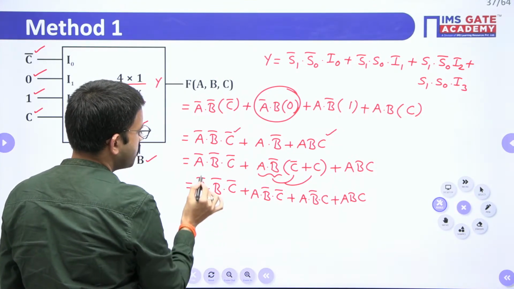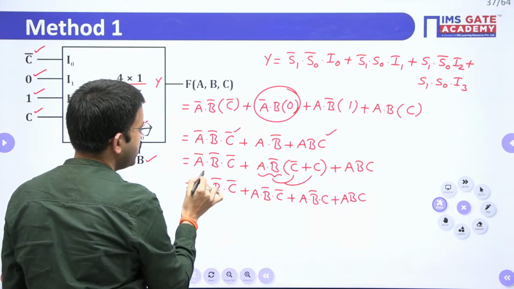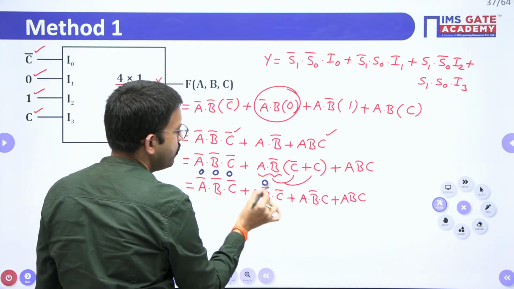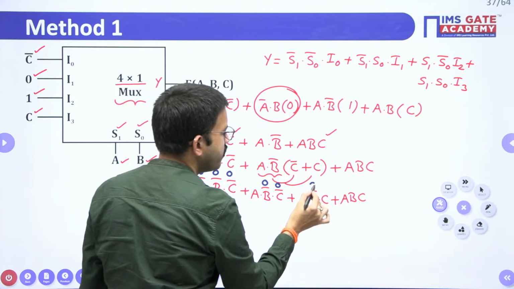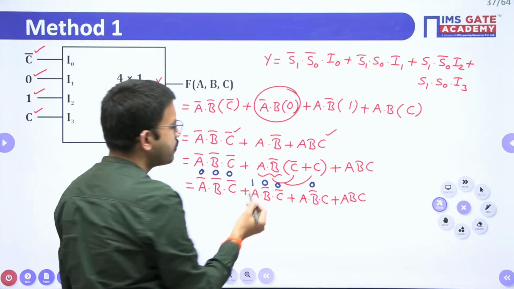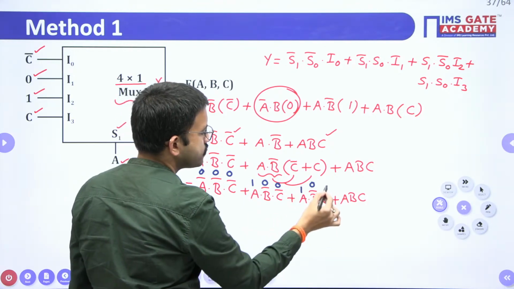Okay, so just place the corresponding values. Here all the variables are complement, that means zeros. Wherever complement is there, the corresponding variable value will be 0. Wherever you have the variable in normal form, its value will be 1.